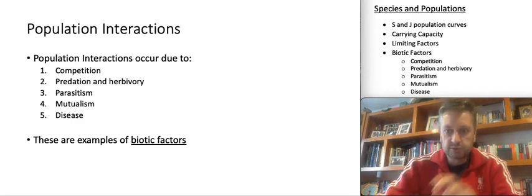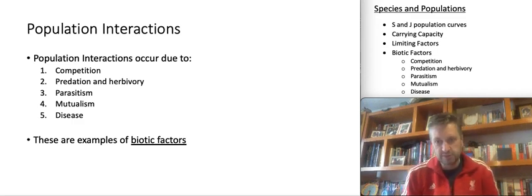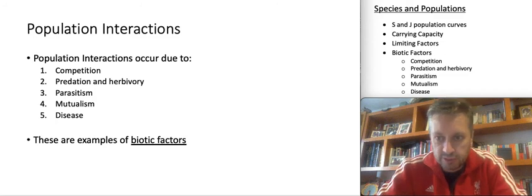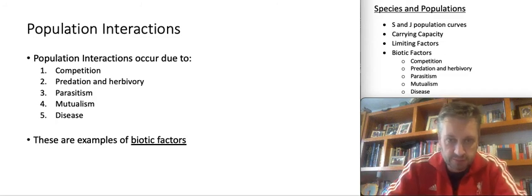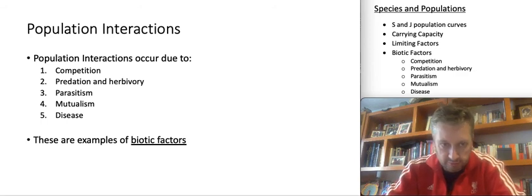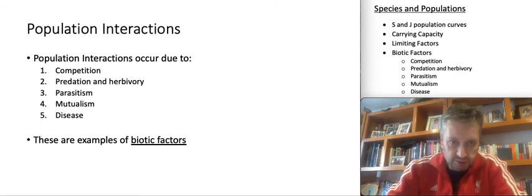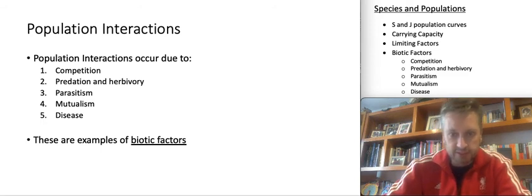Okay, so we talked about limiting factors in terms of the S-shaped curve. Those limiting factors are all biotic factors or interactions between living things. We're going to concentrate on 5 of them: competition for resources, feeding relationships, parasitism, mutualism, and disease.